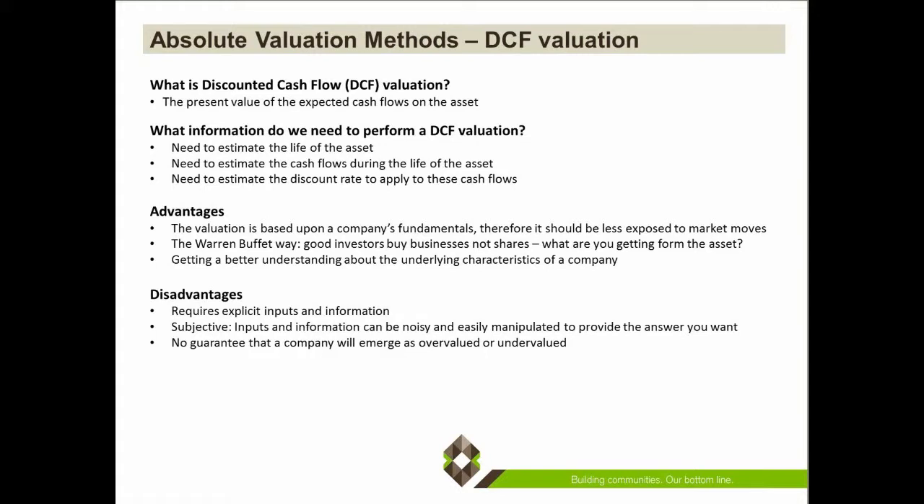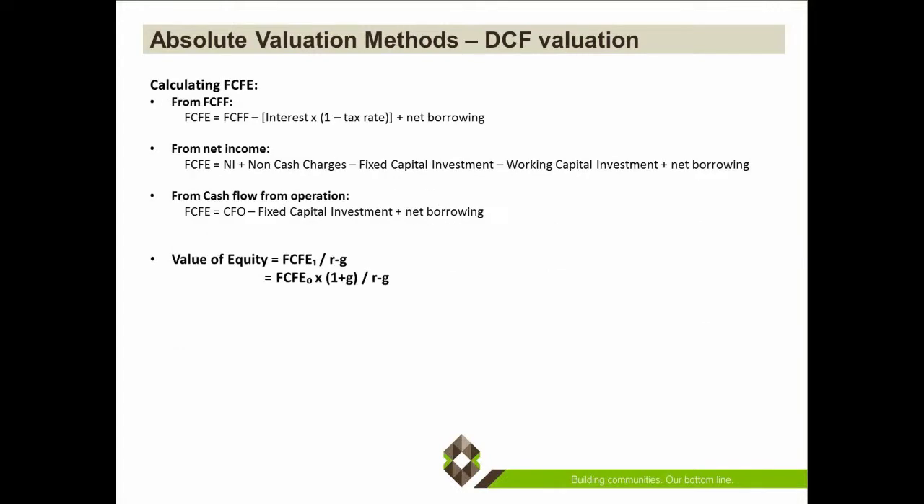The other disadvantage also is that there's no guarantee that the company will emerge as an overvalued or an undervalued company. You will purely work out what the company's value is. So calculating a DCF, like I said, could become a little bit complicated. There are different ways of calculating your free cash flow to equity. You can get it from your calculation of the free cash flow to firm. You can get it from your net income, or you can get it from your cash flow from operations, which is from your cash flow statement.